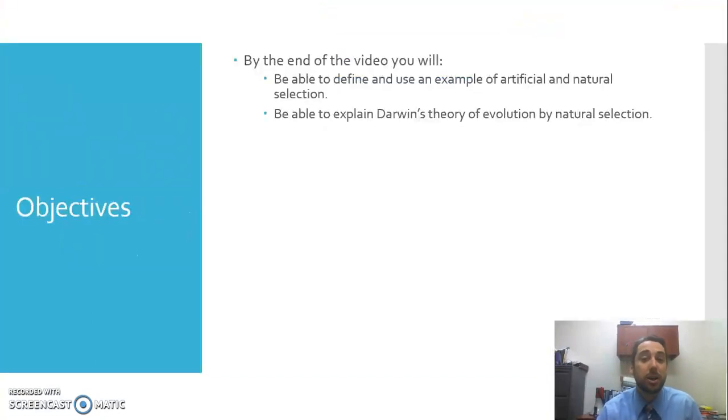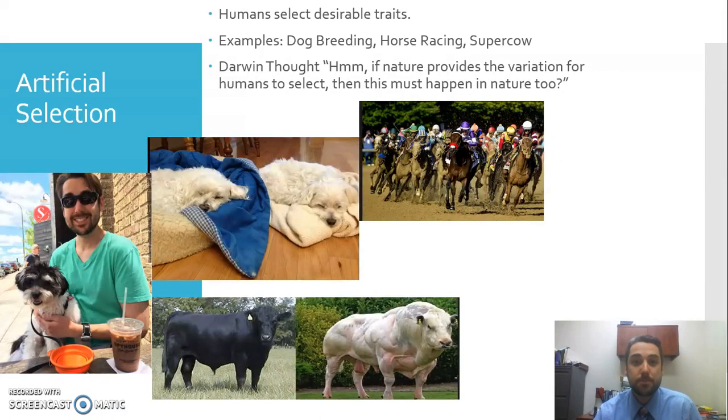So here are our goals. By the end of the video, we want you to be able to find and use an example of artificial and natural selection and be able to explain Darwin's theory of evolution by natural selection. So here we go.